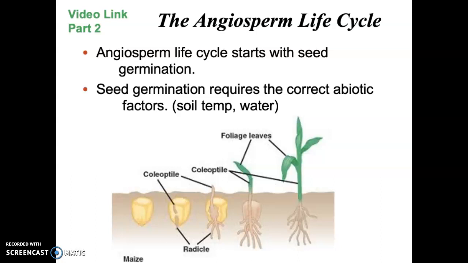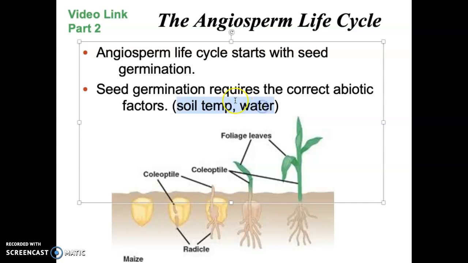All right, so here's our second part of the angiosperm video. We left off last time just starting to talk about the angiosperm life cycle. Key factors that trigger germination of that angiosperm seed are soil temperature and water. For corn, it's actually 50 degrees soil temperature. Your air could be 25, but if your soil's 50, then your seed's going to germinate. And vice versa. If your air is 70, but your soil's in the 40s, the seed won't germinate. So it's all about soil temperature.